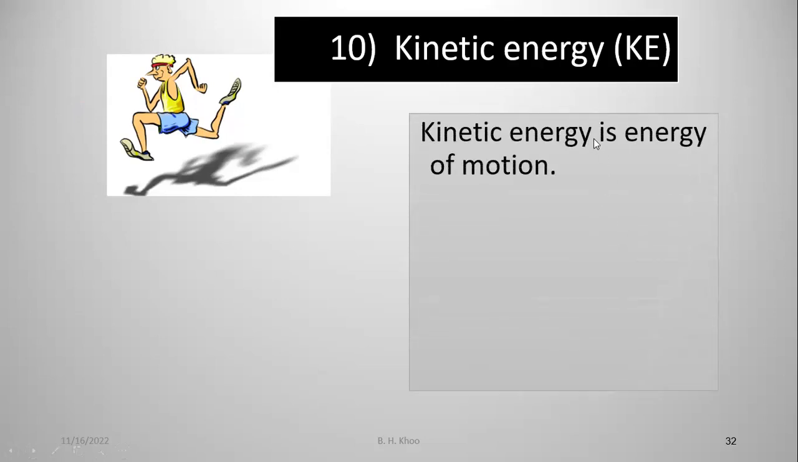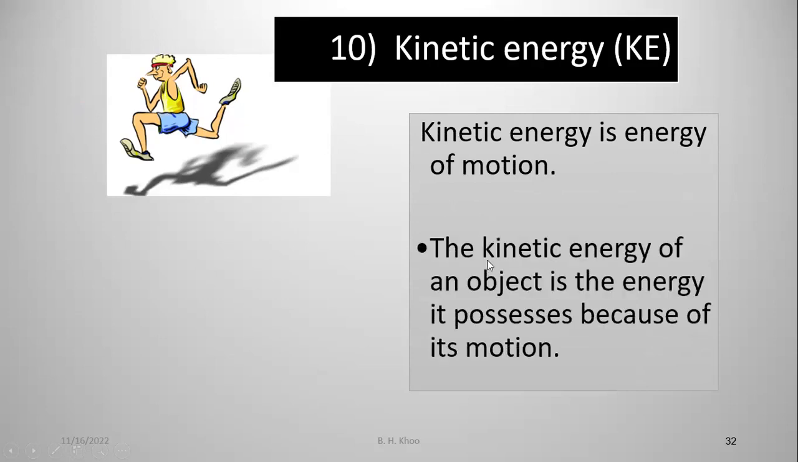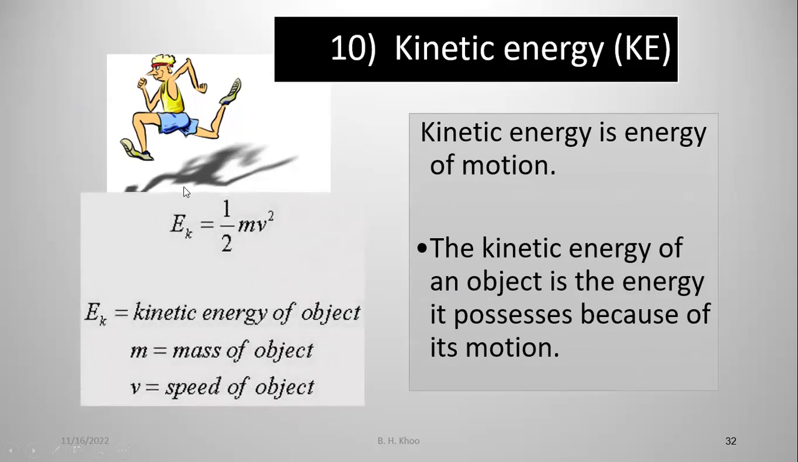So kinetic energy, you can use KE or K. Kinetic energy is energy of motion, because anything that's moving has kinetic energy. The kinetic energy of an object is the energy it possesses because of its motion. You can use EK or KE or K. m is the mass of the object. v is the speed or the velocity, it doesn't matter. In this case, it's squared, so it becomes a scalar.